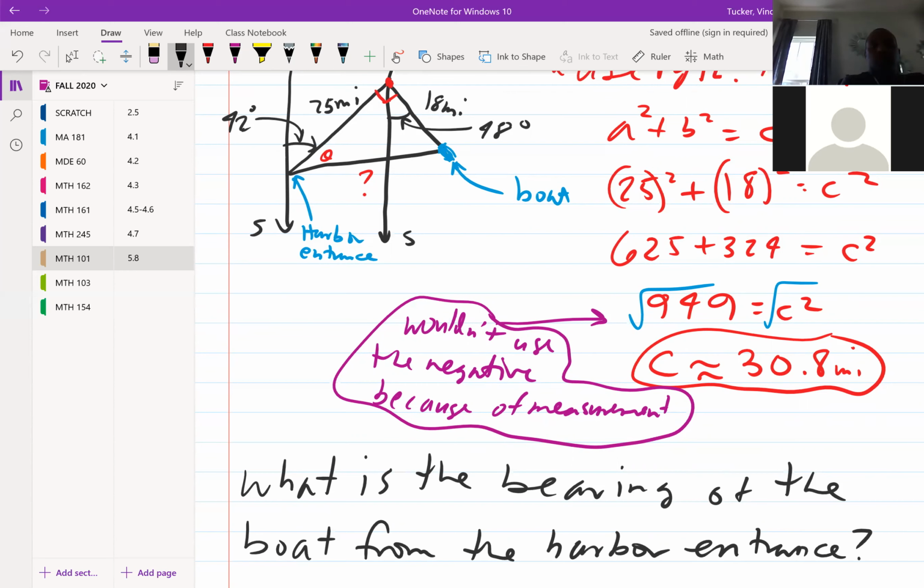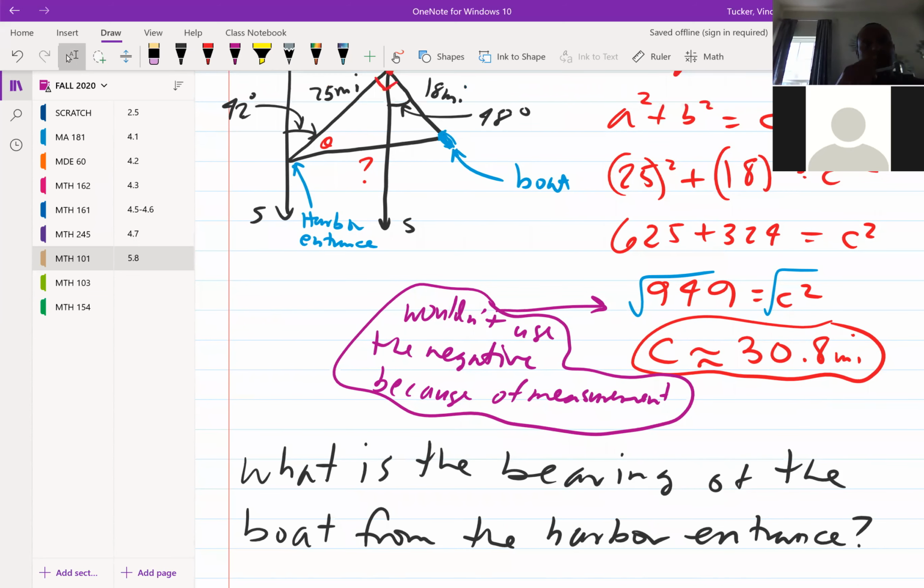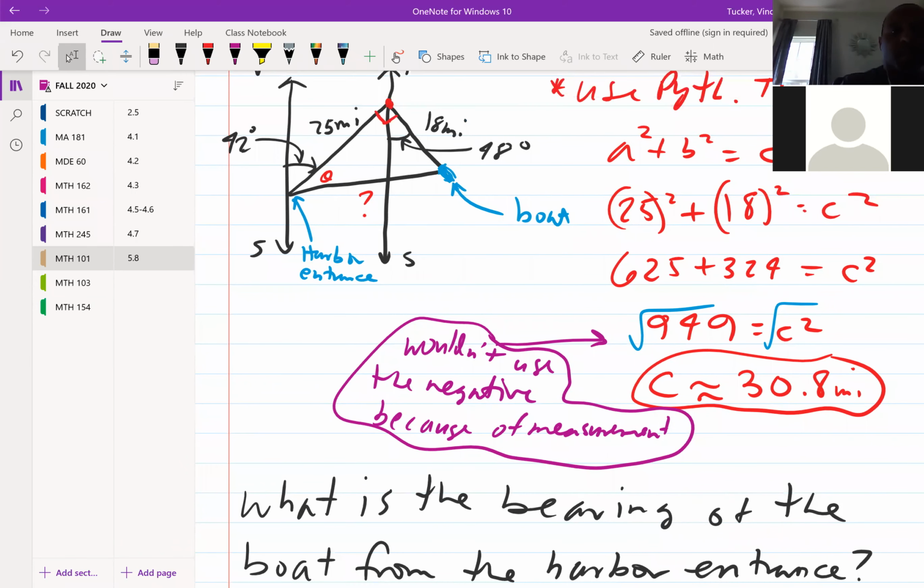All right. So it says, what is the bearing of the boat from the harbor entrance? In other words, when you go back to your diagram, if you were to take the boat and be at the harbor entrance, and if you were to go this way, what is the bearing of the boat? So we know 42 degrees of it, and so we need to figure out what theta is so we can know the whole bearing. In other words, we need to know all of this to know what the bearing of the boat is.